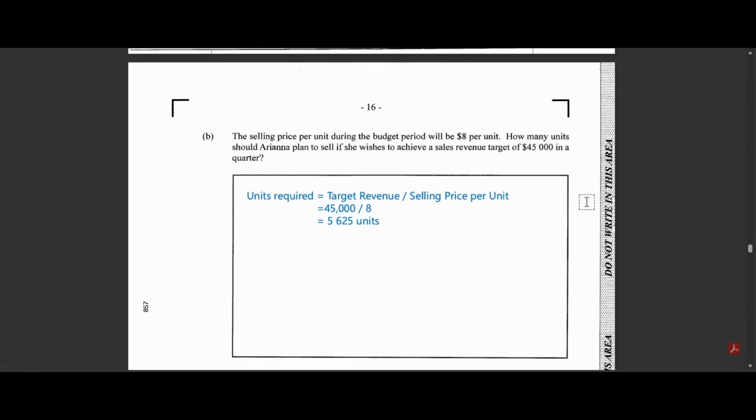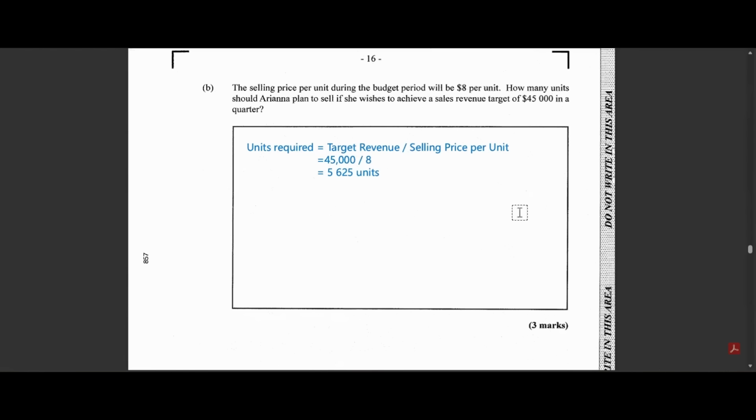Right, let's move on. Part B. The selling price per unit during the budget will be $8 per unit. How many units should Ariana plan to sell if she wishes to achieve a sales revenue target of $45,000 in a quarter? Right, guys, so basically asking us how many units should she plan to sell if she wants to achieve a revenue of $45,000 in a quarter.